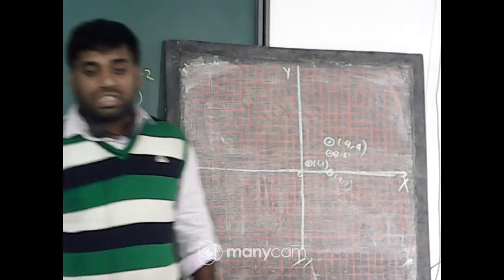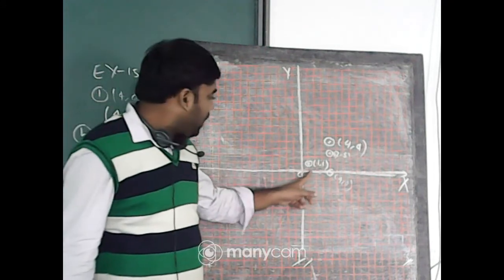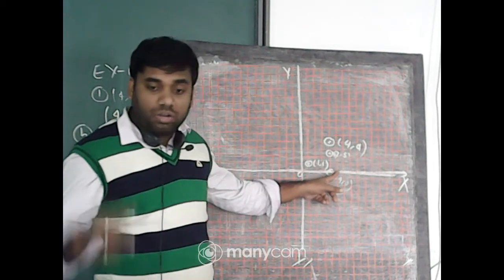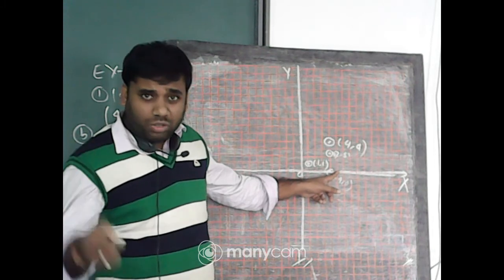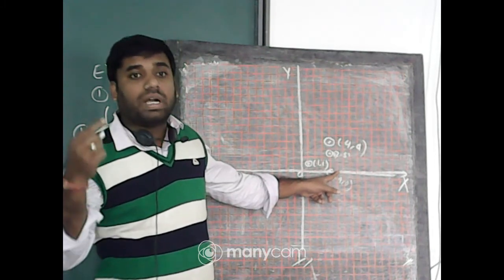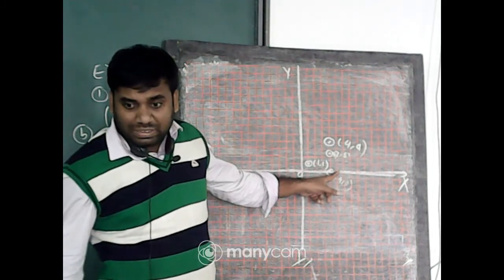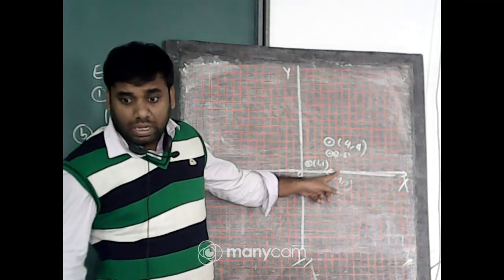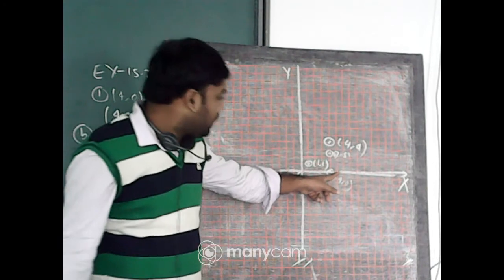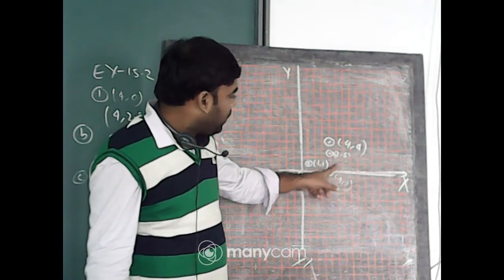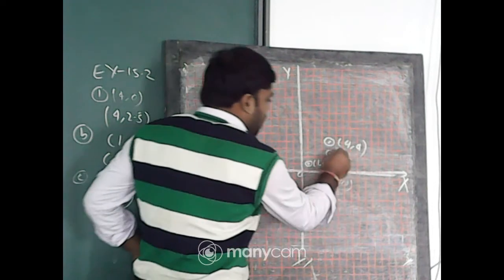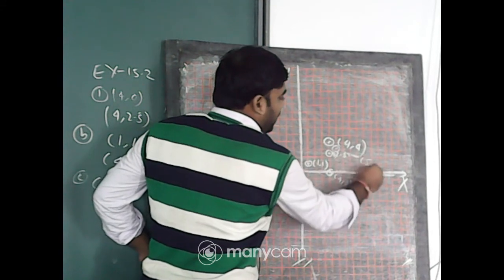Quickly tell me in the chat box. 5 means 1 2 3 4 5, that point. Now 3 is the y coordinate. For 3, identify that position, we'll move above or down. Quickly answer in the chat box. Above, because 3 is positive. So just 3 units I will go. 1 2 3. That point is 5 comma 3.